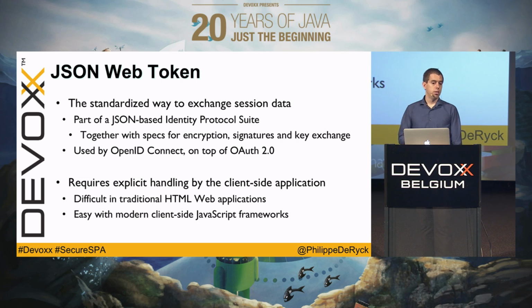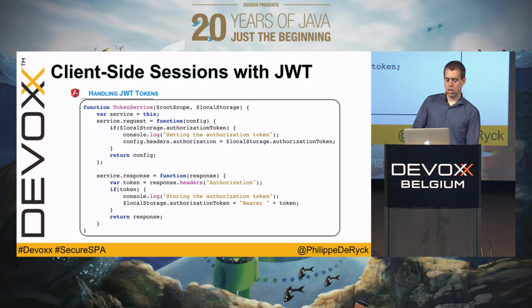You need to explicitly handle the token. This may be difficult in traditional HTML applications where you have requests that are actually sent by the browser. If you click on a link, you don't do anything. The browser makes the requests all by itself. But in modern client-side frameworks, this is very easy because it's all XHR, and you have control over how the requests are sent. So essentially, this is a very quick example in AngularJS.